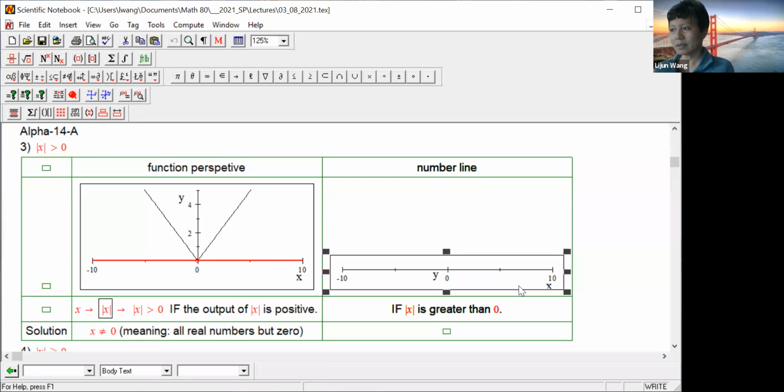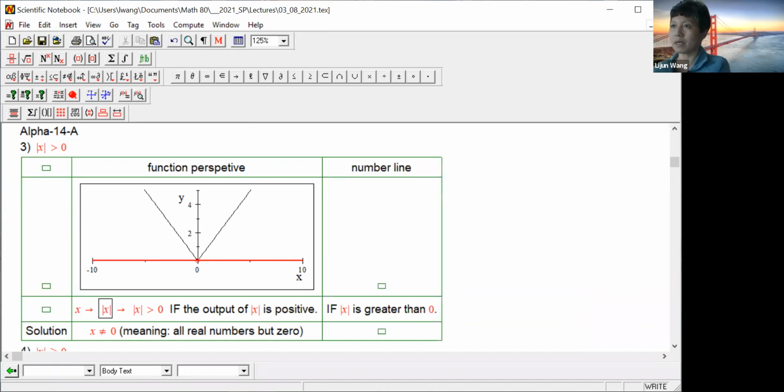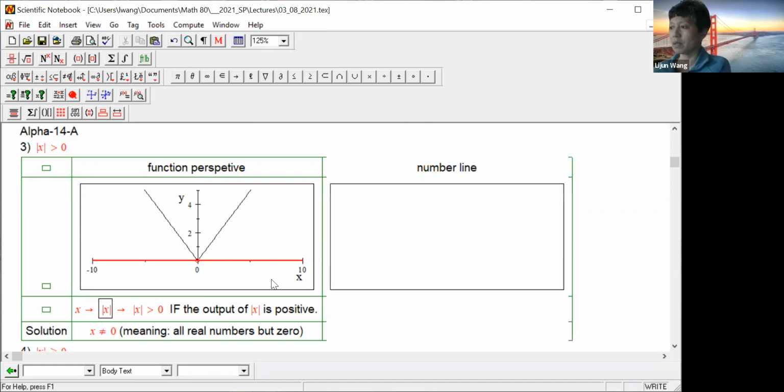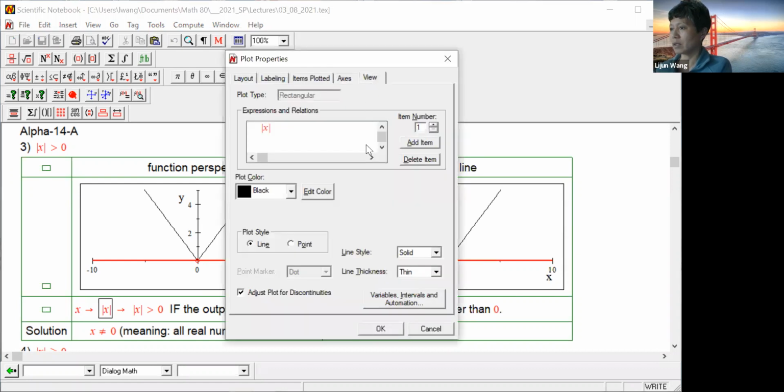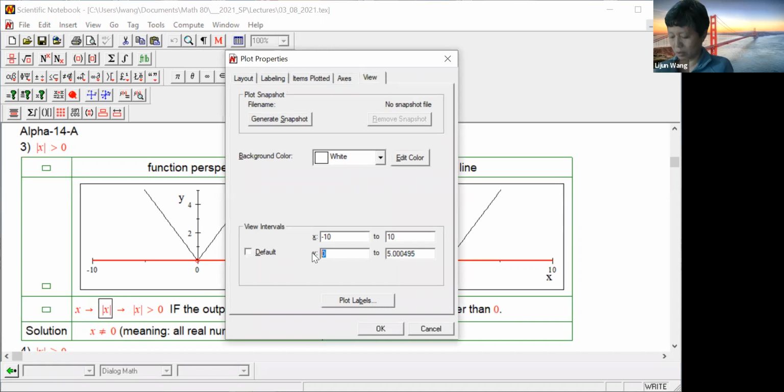On this side, it's almost the same. Just from the number line's perspective. Okay, so I'm going to put a -1, 0.01.